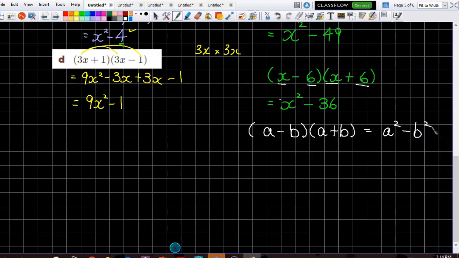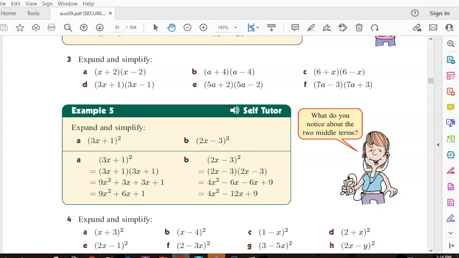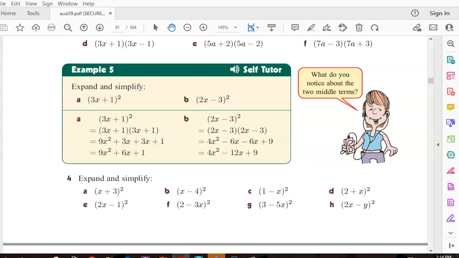And I need you to write that down somewhere or have it in a little bit of a box. Now when you do question 4, and don't worry, I'm coming back up. When you do question 4 and you're doing these perfect squares, and some of you have asked me, I don't know how to do this, but what does squaring mean? Times by itself, and then you expand as per usual.